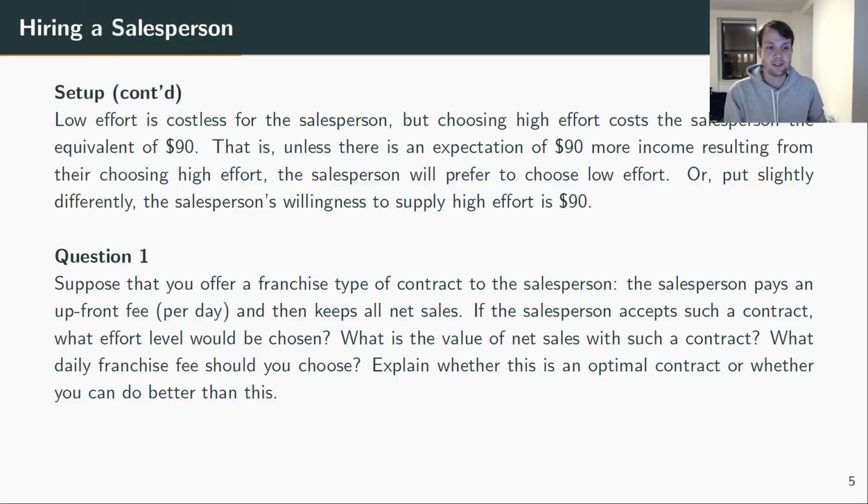So the first question says, suppose that you offer a franchise type contract, so one where they pay us a fixed fee and therefore keep all the proceeds. What would that look like? What is the upfront fee? If the salesperson accepts such a contract, what effort level will be chosen? What is the value of net sales under such a contract? And what is the daily franchise fee that we can charge? And then we're going to explain whether this contract is optimal or not and whether we can do better.